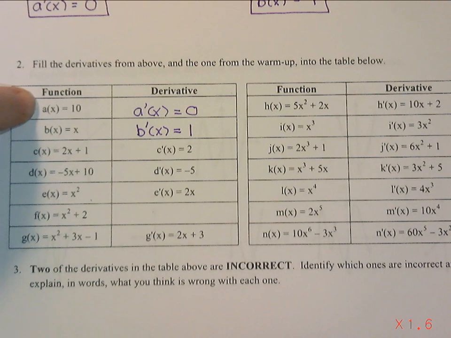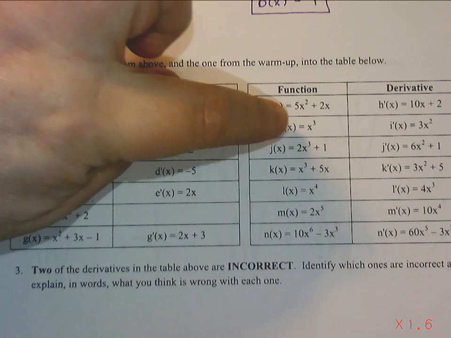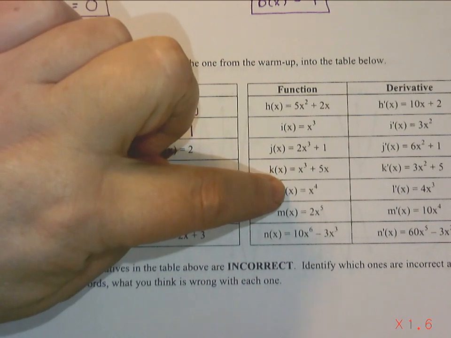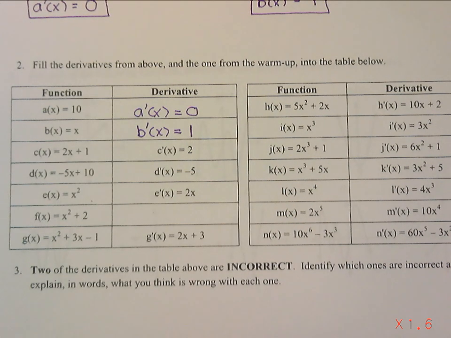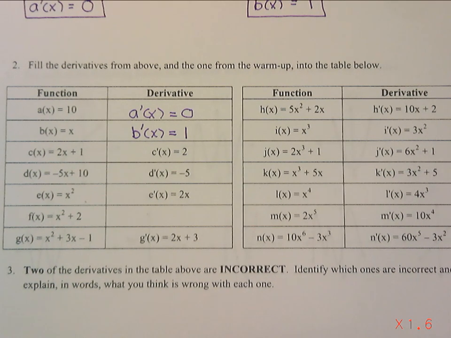Some of them are just numbers. Some of them have x's, some have x squareds, some have x cubes, some have higher exponents than that, like x to the 4, to the 5, to the 6. I want you to look at the functions, look at the derivatives, see what you notice, and then make a hypothesis. Which ones do you think are incorrect? So that is something that I would like you to discuss, right? And then once you've come up with an idea, you can watch the next video.